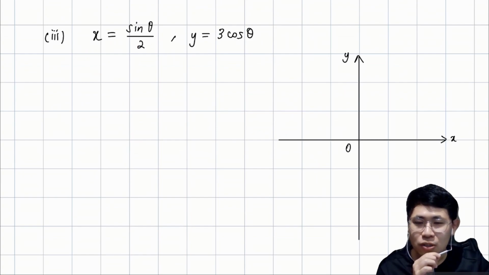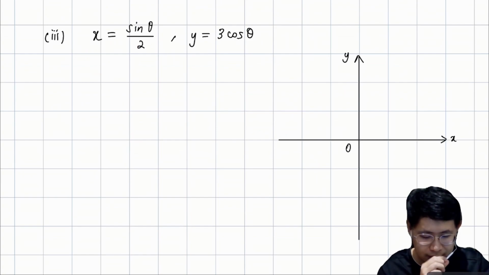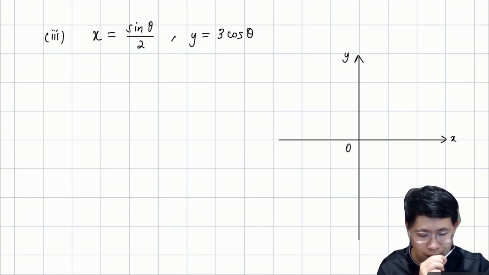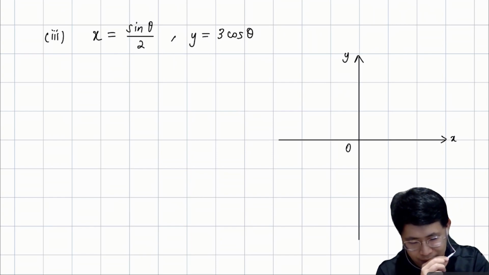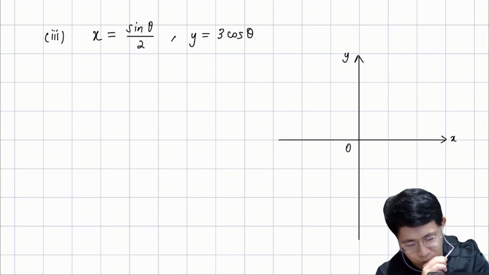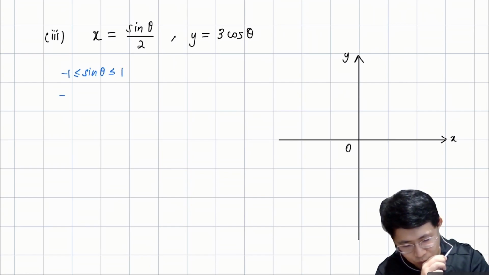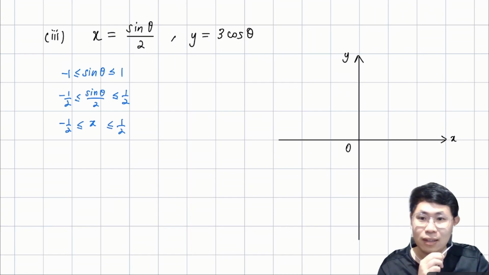Okay, last but not least, we have this one over here. We have x equals sine theta over 2, y equals 3 cos theta. In the same way, let's try to find out the range of our numbers. First and foremost, sine theta is between -1 and 1. Divide by 2, so I have negative half less than sine theta over 2 less than half. So this tells me that x would be between negative half and half.